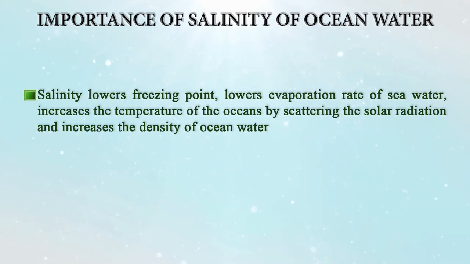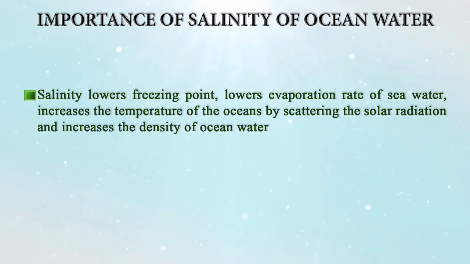But let me explain how salinity affects the temperature and density. When salts are dissolved in water, definitely it will become denser compared to the fresh water. So its density increases. And the temperature also increases because as salinity increases, with the help of dissolved salts, the solar radiation is scattered, and due to which the temperature of the seawater increases if salinity increases. And density I have already explained. Now salinity lowers the freezing point and increases the boiling point or lowers the evaporation rate of seawater.